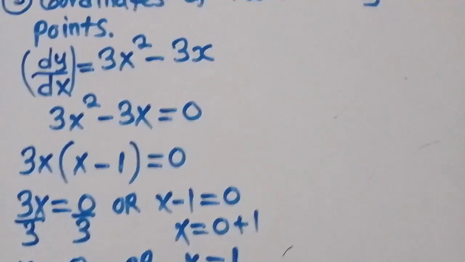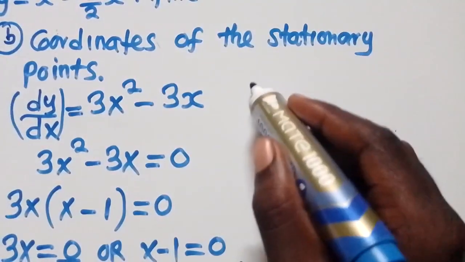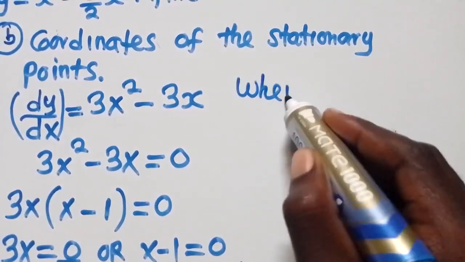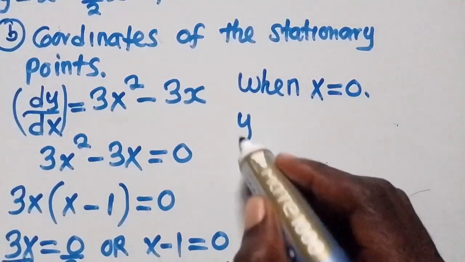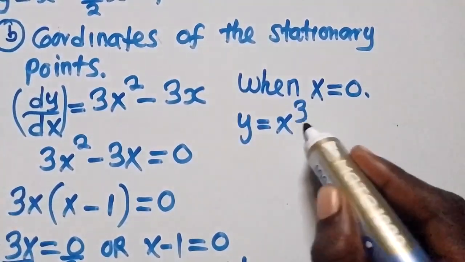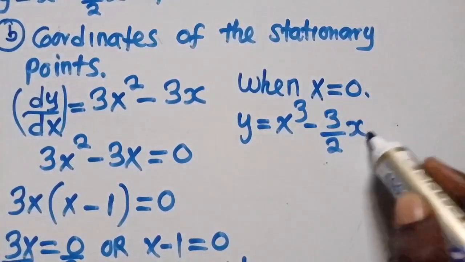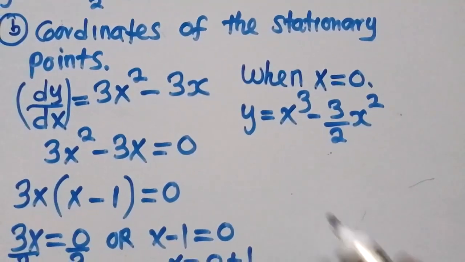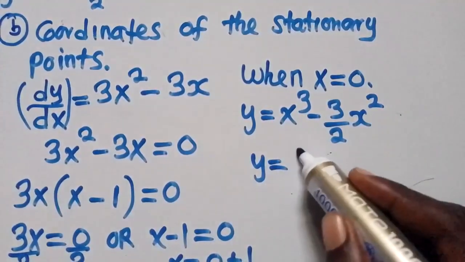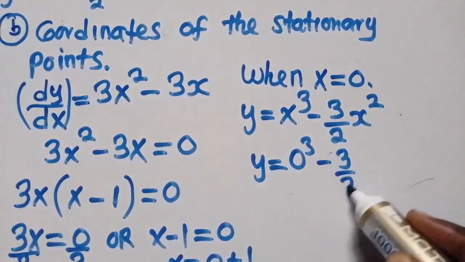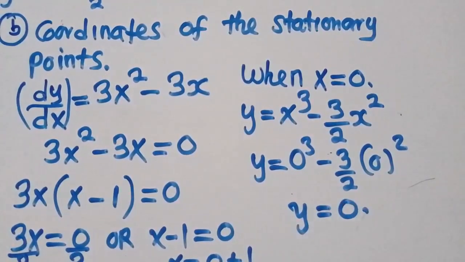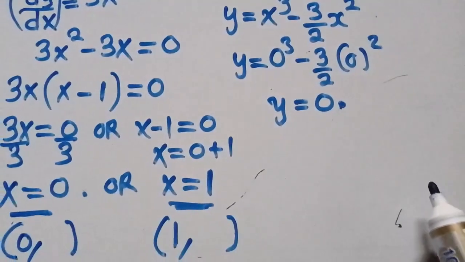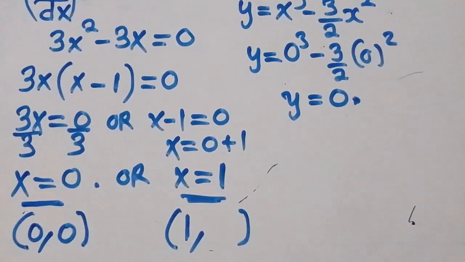So you see, what is the original equation? You are going to say when x is equal to 0, the original equation is y is equal to x cubed minus 3 over 2 x squared. This is what you are given. So where x is 0, we have 0 cubed minus 3 over 2 multiplied by 0 squared. Everything here will amount to 0, so y is also 0. So here you find the partner. The partner to this one is 0. So you found one coordinate.